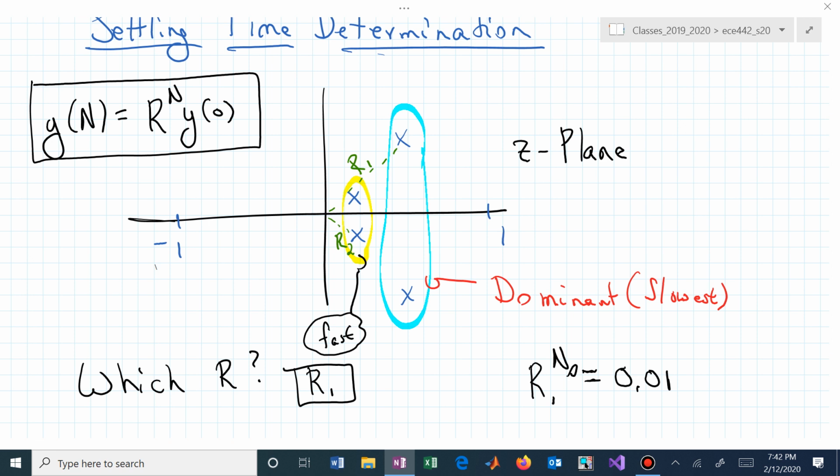Are we clear on that, and why? Why are R1 poles dominant versus R2? Just plug in some quick numbers to convince yourself which ones are dominant, and then why is the dominant one the one that you use for settling time. That one dominates the response. That's the one that you're going to see the longest. That's the one you have to use to determine your settling time.